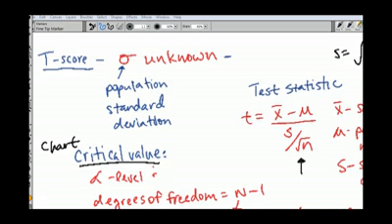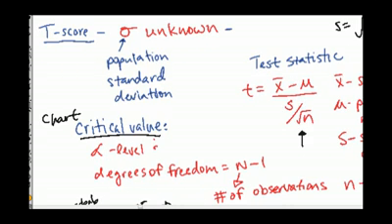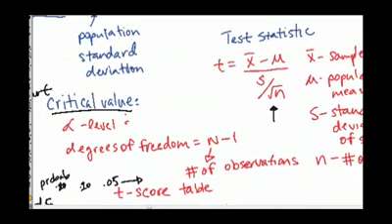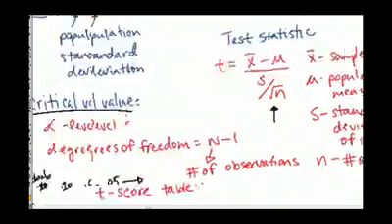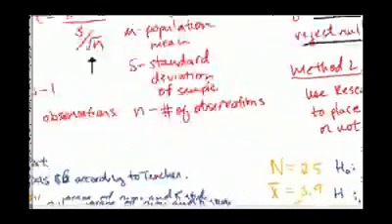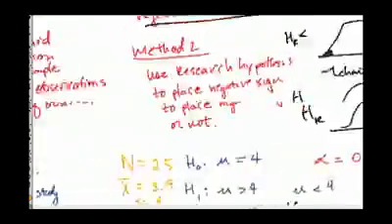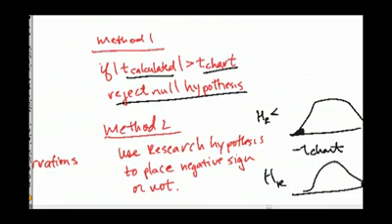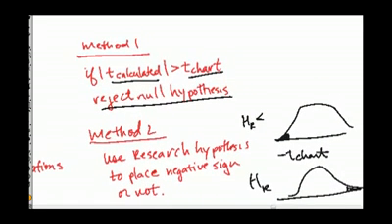Today we're going to be looking at an example of a t-score in which the population standard deviation is unknown. So what happens here? Well, we're going to have to calculate our test statistic, get our critical chart value, and compare the two. So if you remember, there are two methods. One was absolute value of t calculated. If that's greater than your chart value, then you reject it.